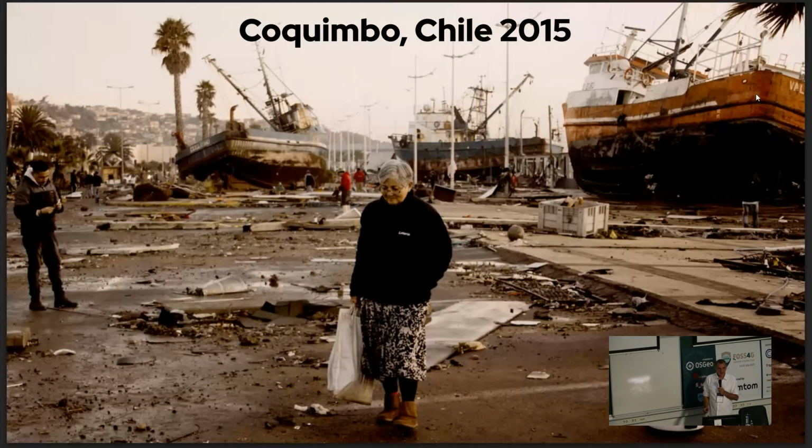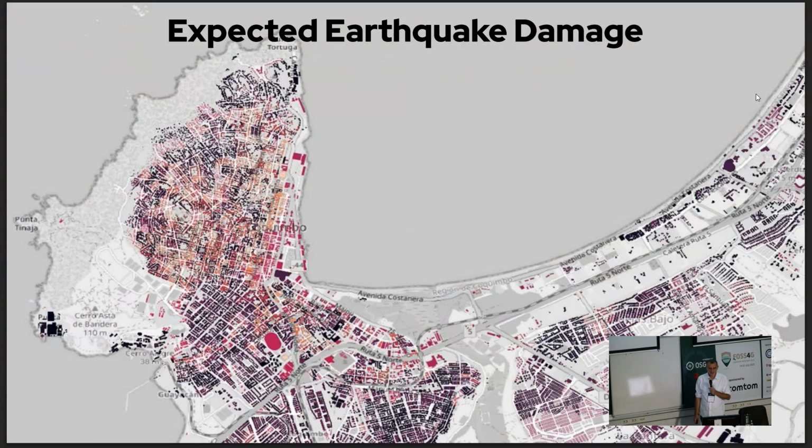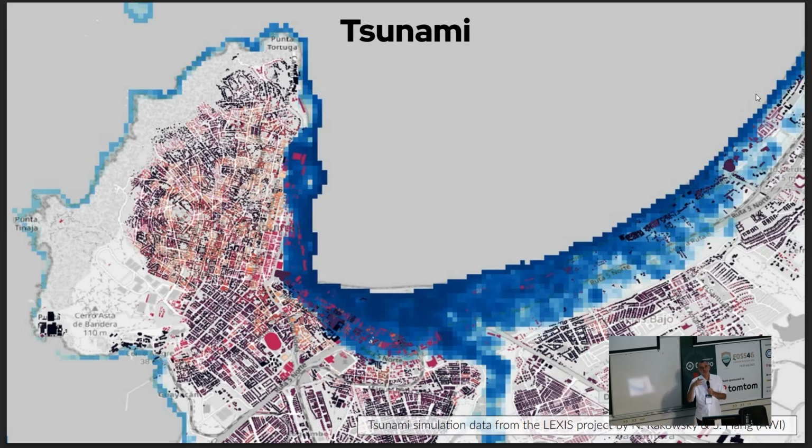I will give you another example that highlights some weaknesses and where we're going to go from now on. So this is the Coquimbo earthquake that hit Chile in 2015. Here's the distribution of damage of the buildings within the city of Coquimbo. And then this is the tsunami that actually later hit the area.